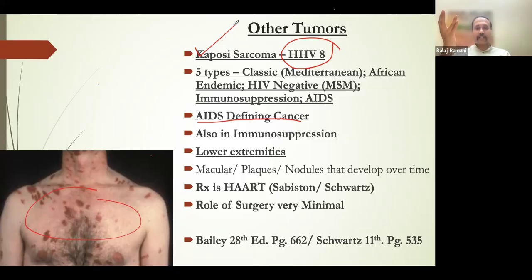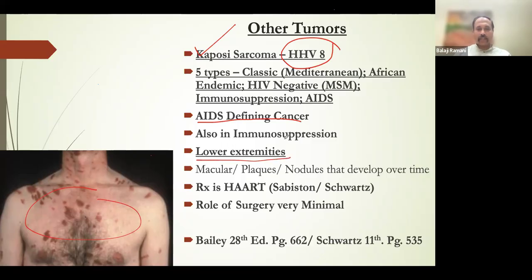Similarly, you have cervical cancer. I have not put it up here, but remember, cervical cancer is another one. Cervix cancer is an AIDS defining cancer. Primary B cell lymphomas, primary effusion lymphomas, primary CNS lymphomas, head and neck and oral lymphomas, many of these primary B cell lymphomas will be called AIDS defining cancer. So whenever you have an HIV positive patient with these, you call it an AIDS defining cancer. They can happen with immunosuppression as well.